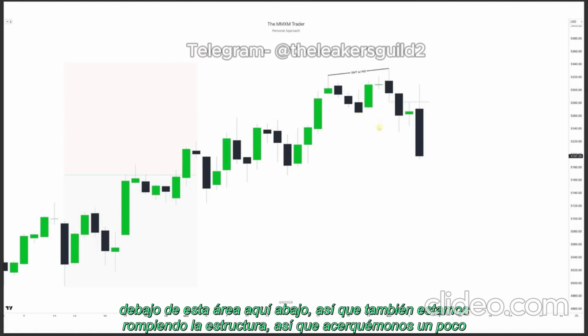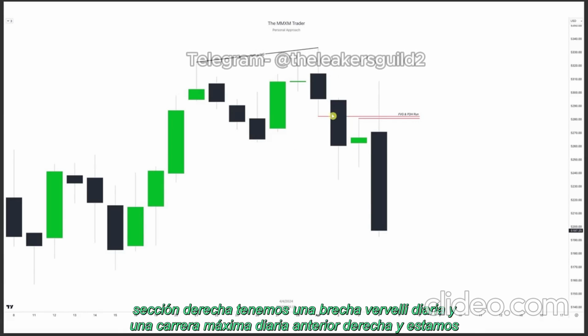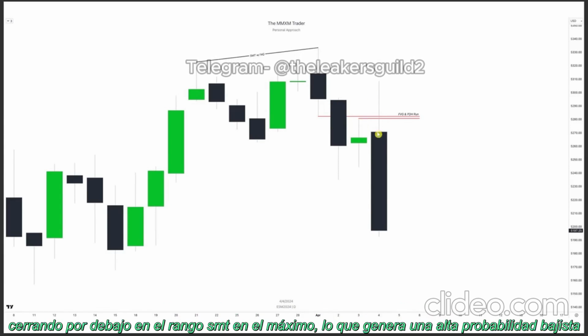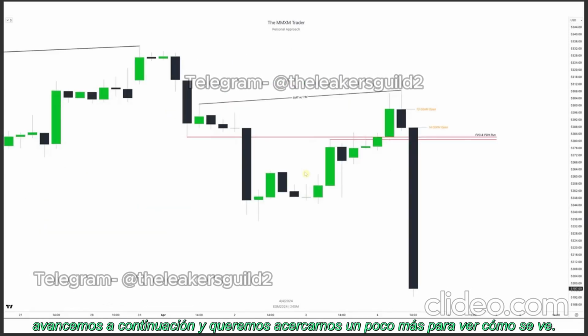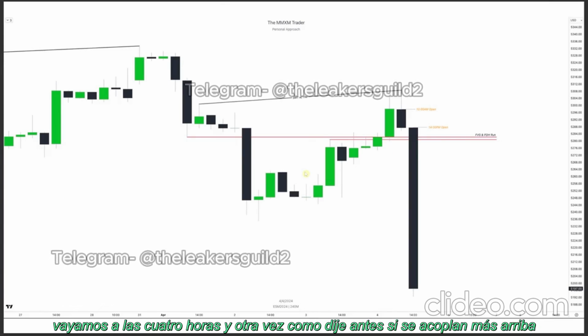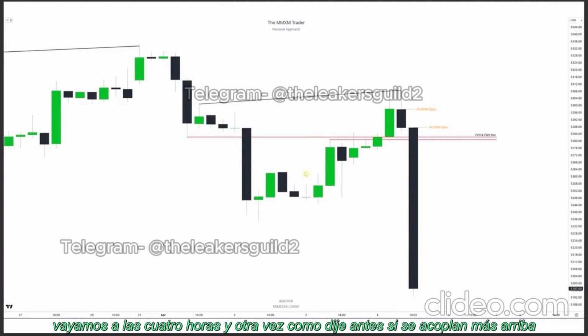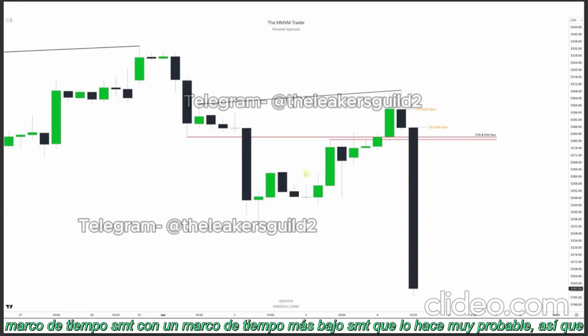So let's zoom in a little bit more. Right, still on the daily chart, but we want to be focusing on this piece of price action, right? We've got a daily fair value gap and a previous daily high run, right? And we're closing below in the range, SMT on the high, so that makes for a high probability bearish move next. And we want to be zooming in a little bit more and see what that looks like, right? So let's go to the 4-hour. And again, like I just said earlier, if you couple up higher time frame SMT with lower time frame SMT, that makes it very high probable, right?